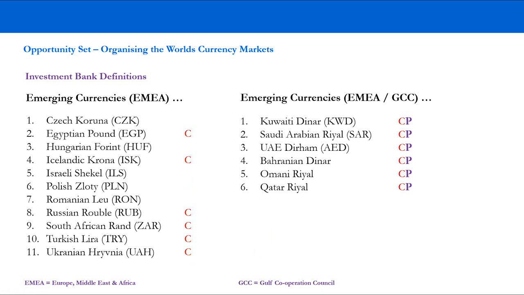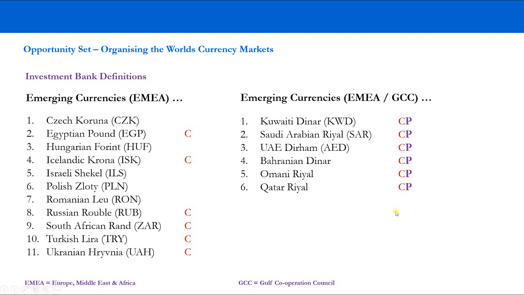So the value of their currency depends very heavily on one or two commodities, because it's a very big proportion of their exports. And over here on the right hand side, we've got the GCC, and with the GCC currencies, all the Middle East currencies, you can see that they are all dependent on one or two commodities. And you can also see we've marked them up with a P.